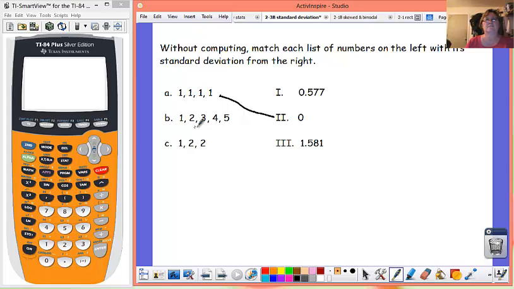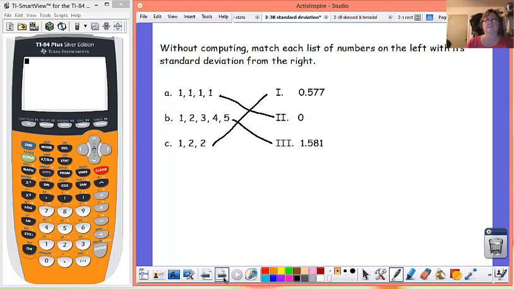The next data set, 1, 2, 3, 4, 5, has more variation, right? It has a larger range of numbers it's covering than this one, 1, 2, and 2. The standard deviation of this, if it has a larger range, has got to be the bigger number. Folks, that one goes with the standard deviation 1.581, and you could check that out with your calculator. This guy, his standard deviation is going to be low because there's not a whole lot of variation in the numbers in the set. So 0.577 works for that one.